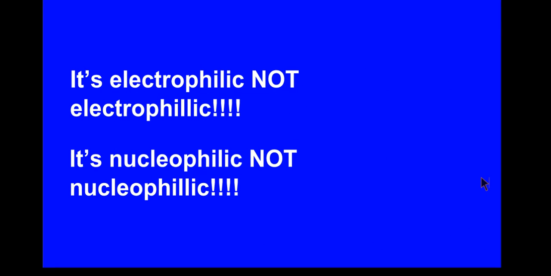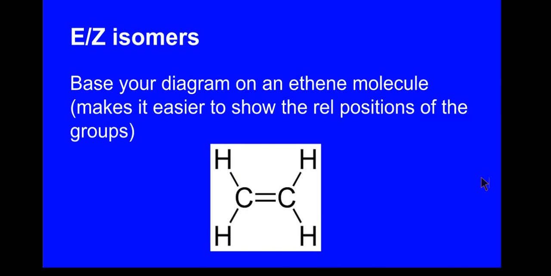Spelling, it's electrophilic, not electrophilic, and the same for nucleophilic. EZ isomers, base your diagram on an ethene molecule. That makes it easier for you to show the relative positions of the groups. So if they're both up there, that's Z. If they're across the bond like that, diagonally opposite, it's E.